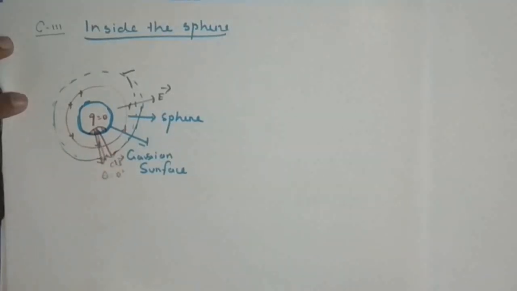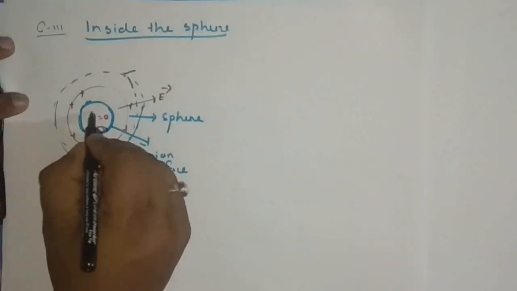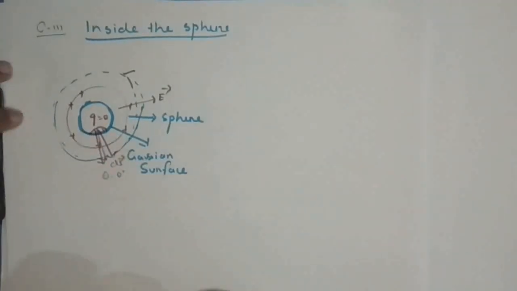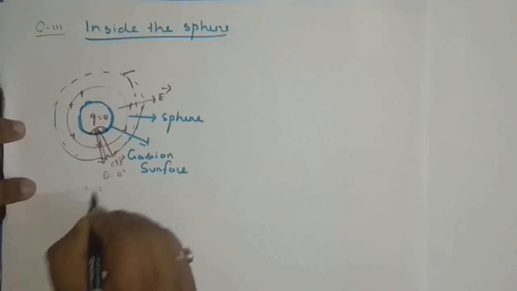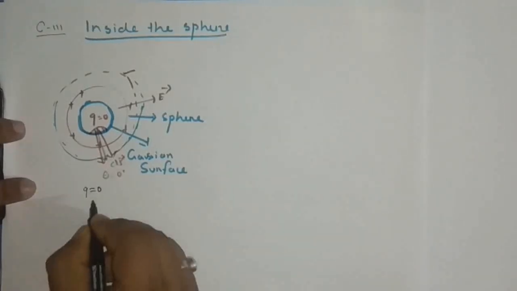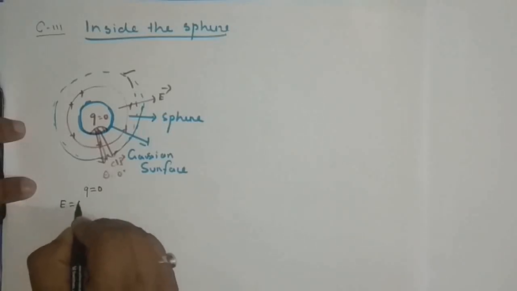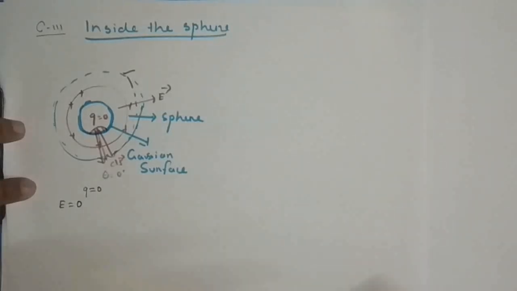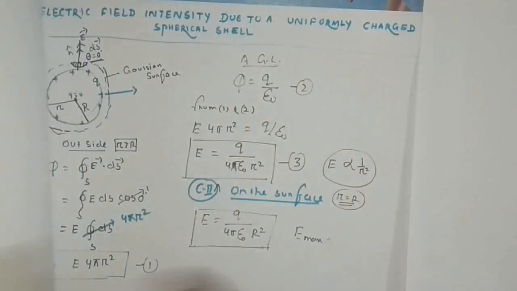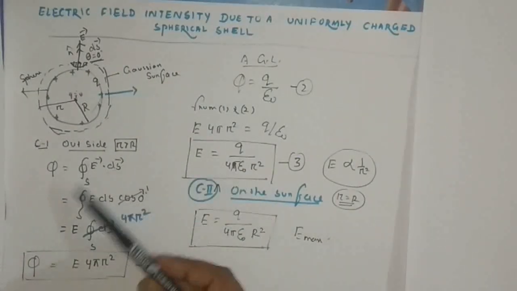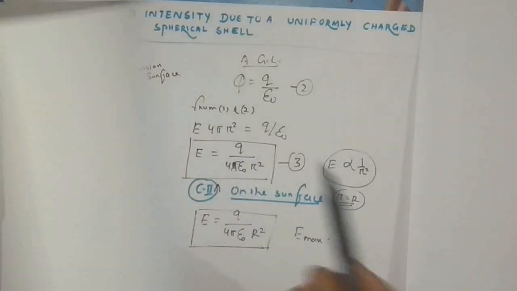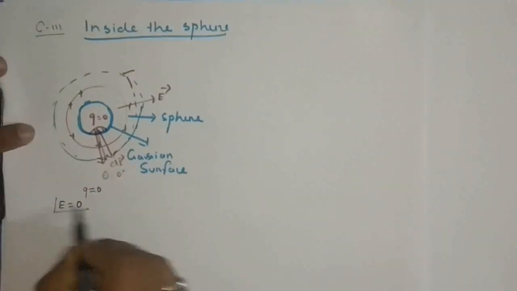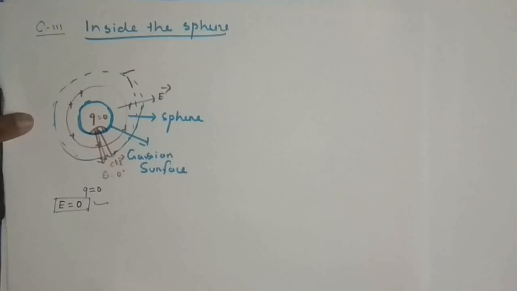Theta is 0. No problem. But here the problem is Q is 0. That means if I go for the same method, since Q is equal to 0, I will get electric field is 0. The same process I have to follow. Like this, I will get an equation. But here since Q is equal to 0, E will be equal to 0. No need to move forward.